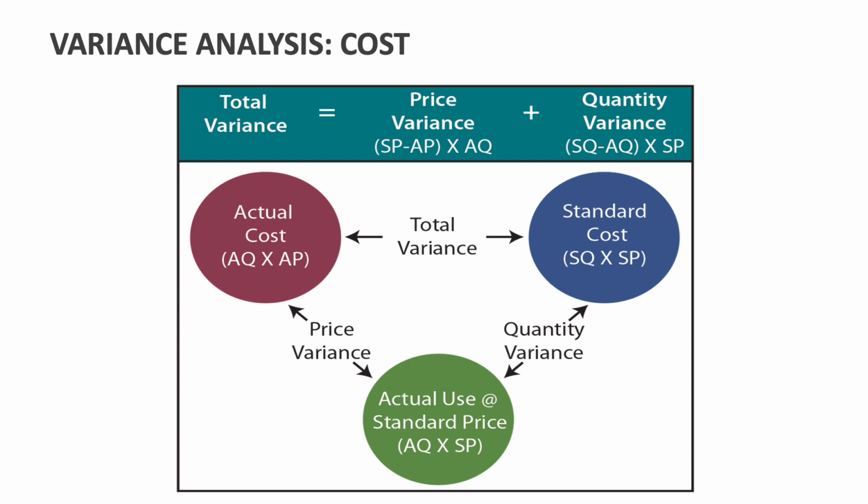So if you have the actual cost and then you have the standard cost, you compare between them. If there is a difference, then we say that there is total variance in terms of the cost variance. So actual use would be at the standard price.